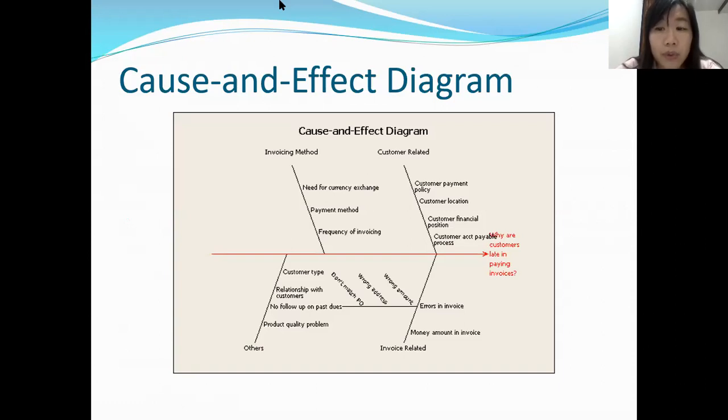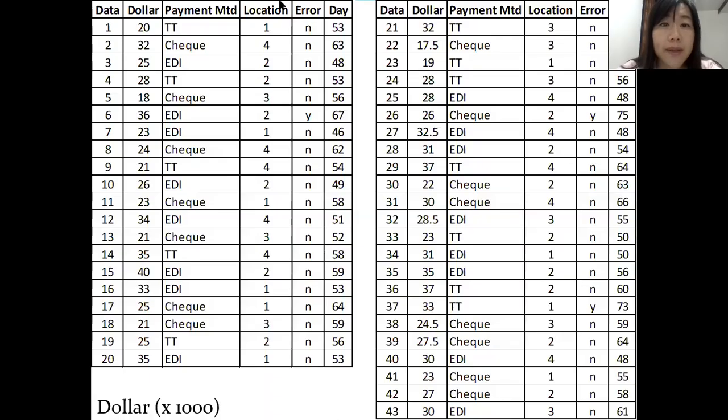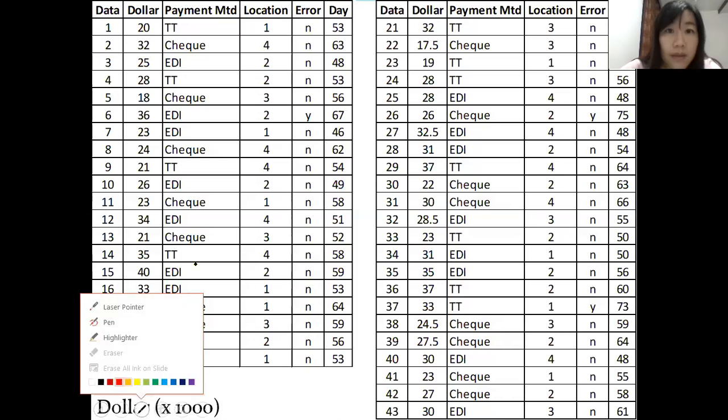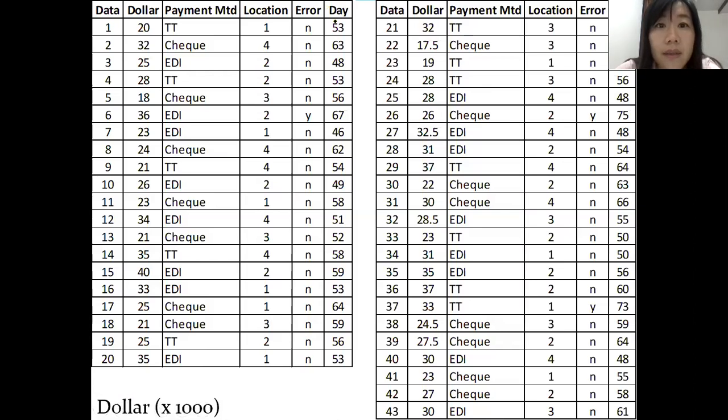And then using this Ishikawa diagram helps us when we collect the data. Yeah, we see 43 data points here. Besides the data that we collect as days, this is the data we actually want to collect: the first customer paid in 53 days, and then the second customer paid in 63 days. Yeah, we see these variations in payment days.